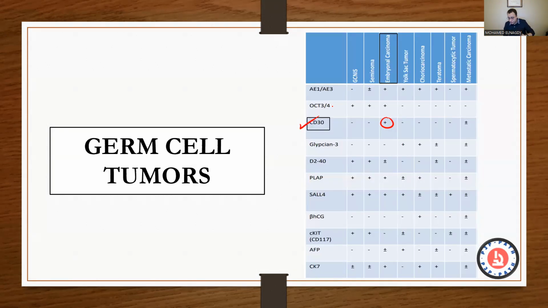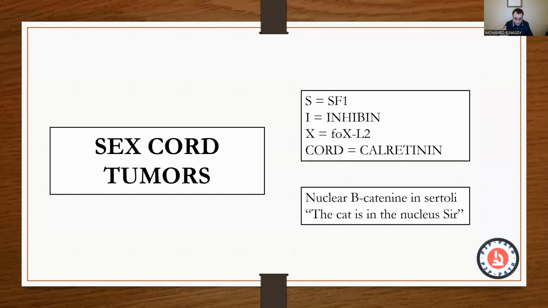There are other stains, of course, that you need to go over, like CK7. Well, there is OCT1 or OCT3/4. OCT3/4 is good at identifying seminoma, actually. OCT3 and 4 are very good in identifying seminoma. They are positive in seminoma and embryonal only. They're negative in the other entities of the germ cell tumor. But you know what? These are the key immunos that I need you to go over in germ cell tumor, at least as a start.